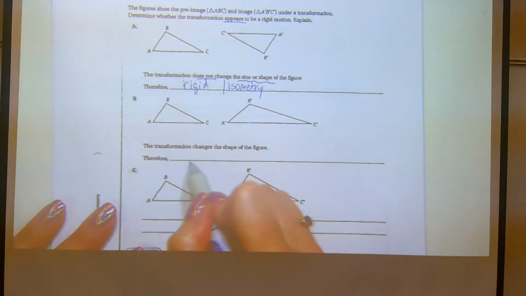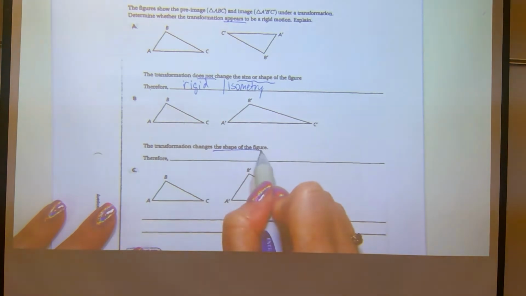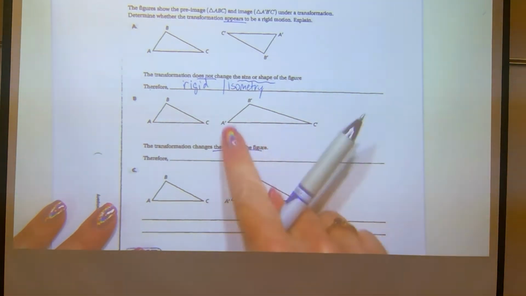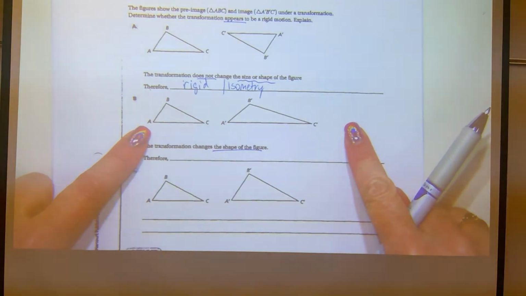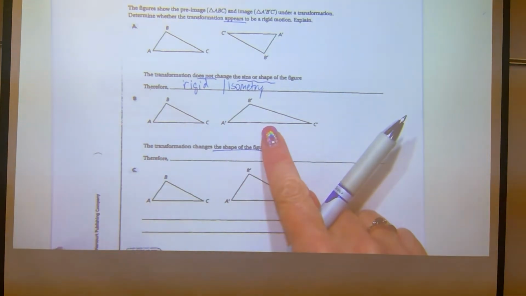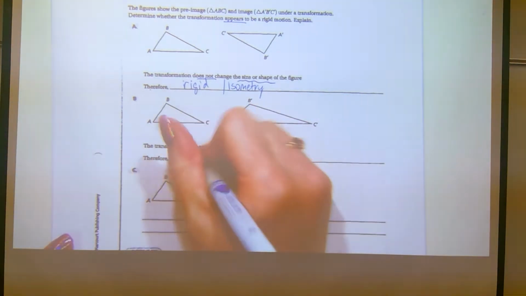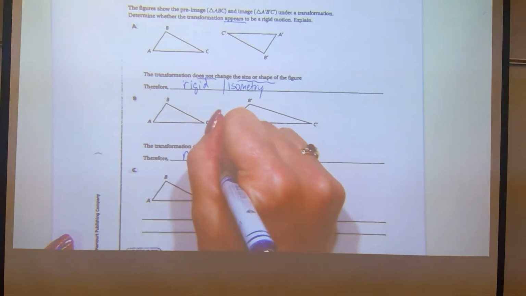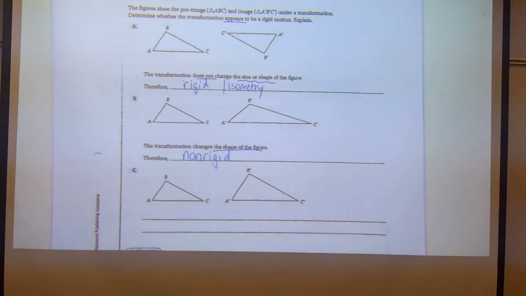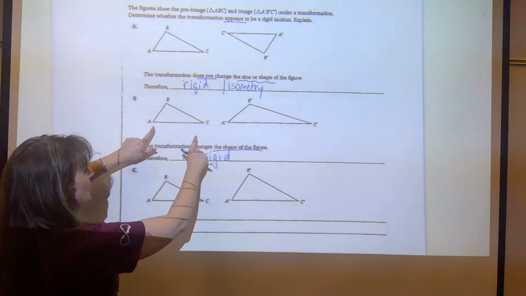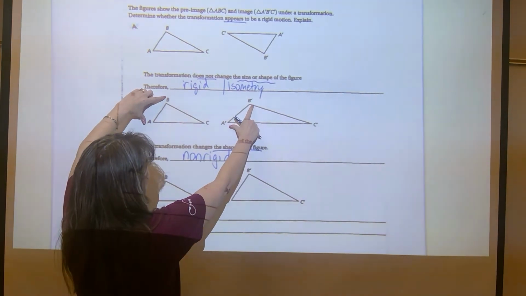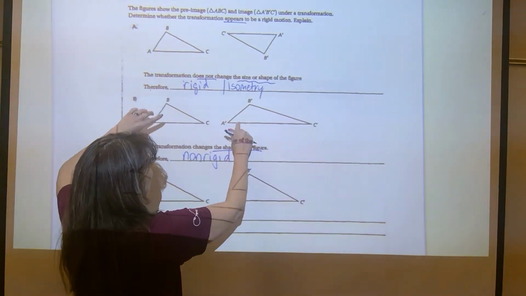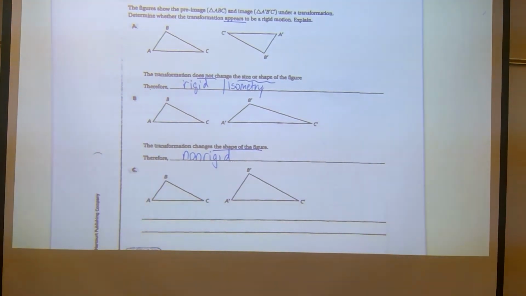On B, I can see that the transformation changes the shape of the figure. This C prime has been pulled out further away from A prime so that that distance is not preserved. Since it changes the shape, it is a non-rigid transformation. And this one is not a dilation. It's not a dilation because it is only this distance that appears to have changed. The distance between A and B, A prime and B prime, appears to be about the same.